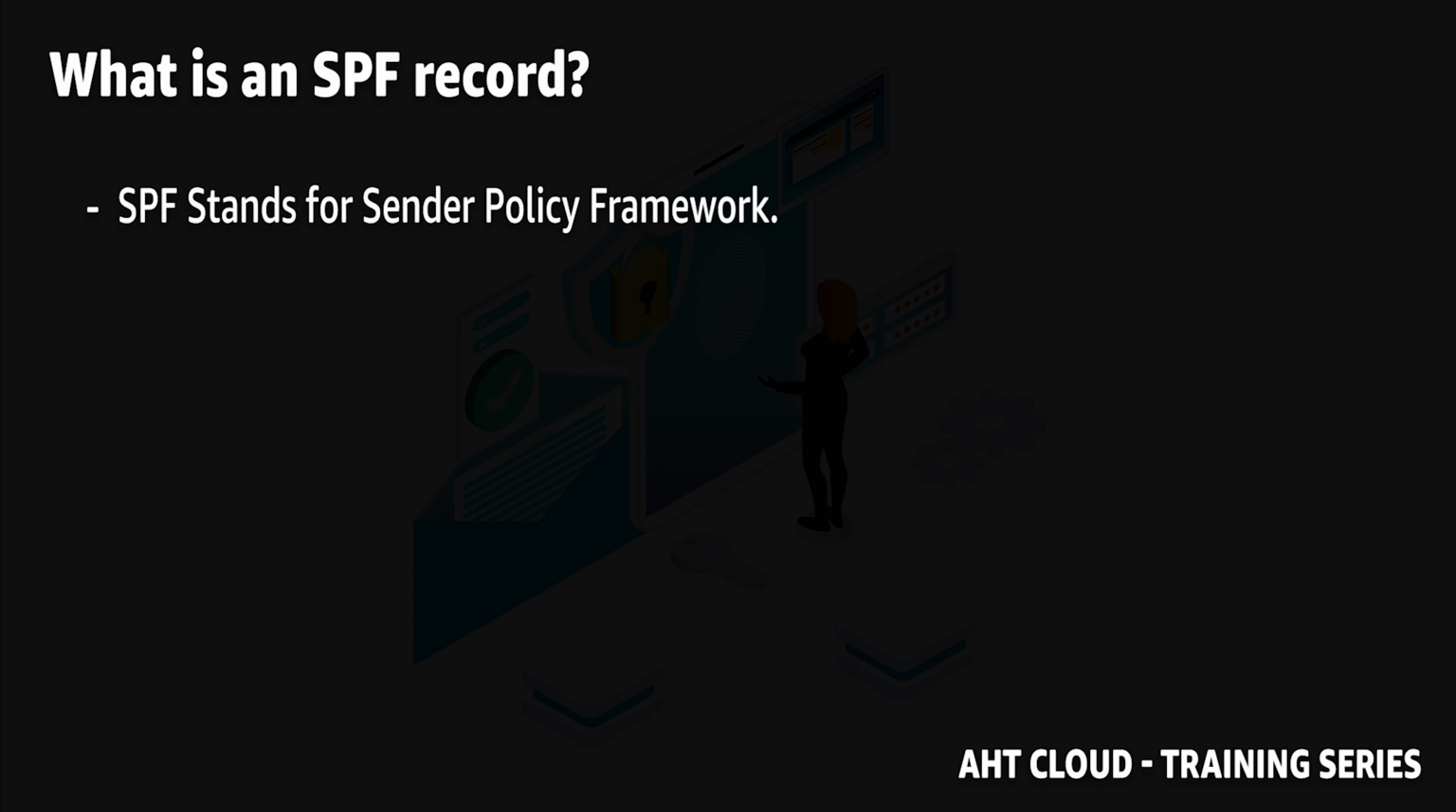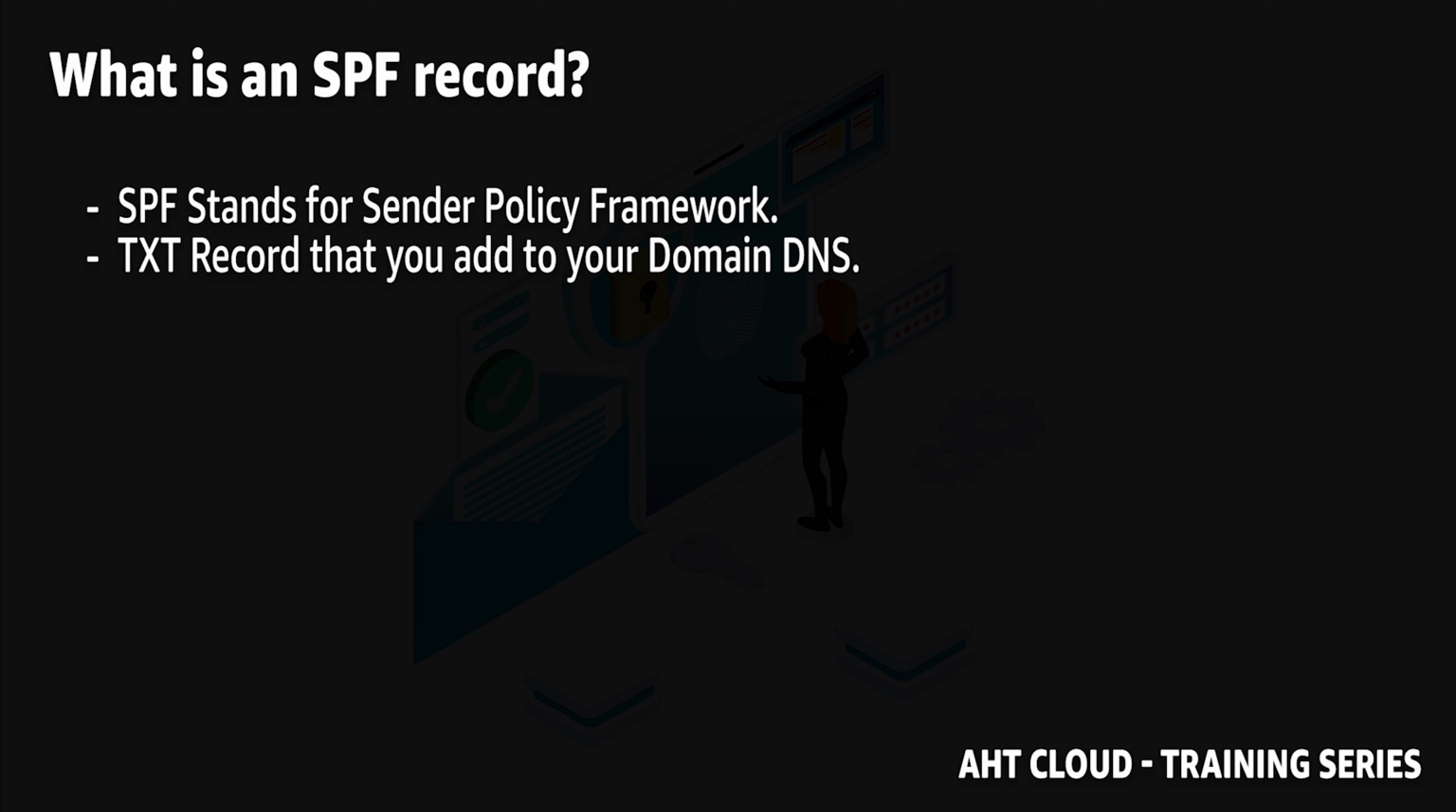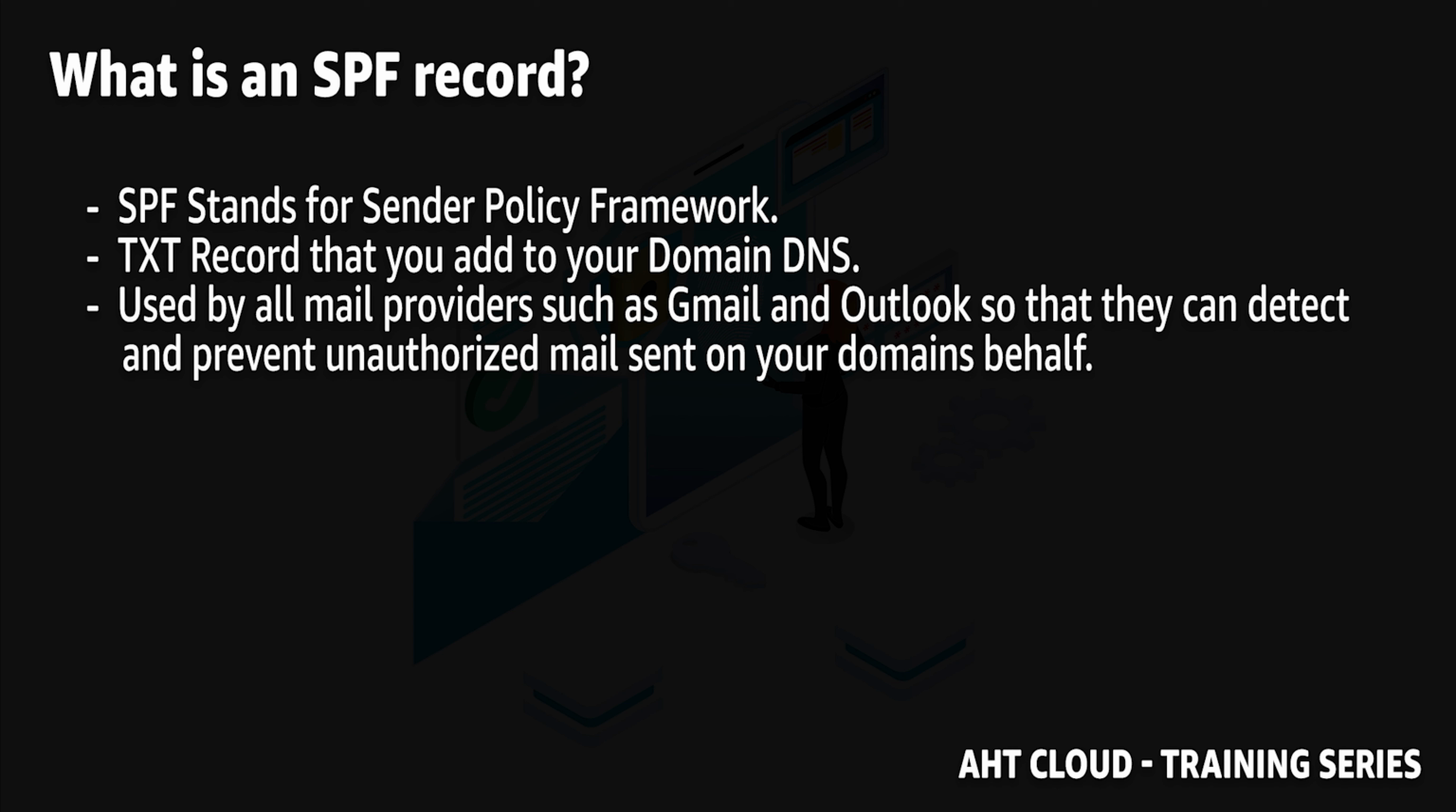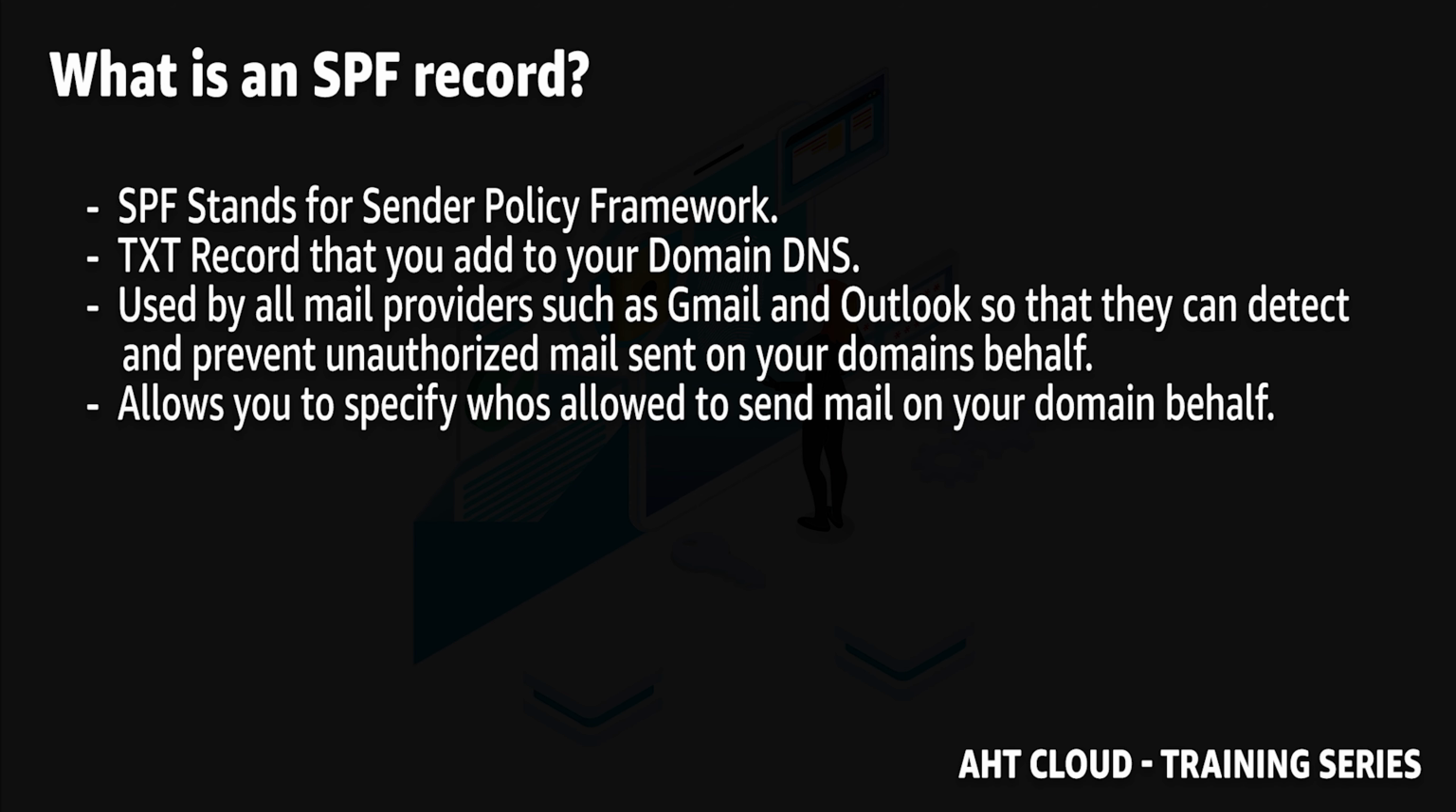SPF stands for Sender Policy Framework. It's basically a text record that you add to your domain's DNS. It's used by all mail providers such as Gmail and Outlook so that they can detect and block email spoofing and unauthorized mail sent on your domain's behalf. Your SPF record allows you to specify one or more IP addresses or domain names that are allowed to send mail on your domain's behalf.